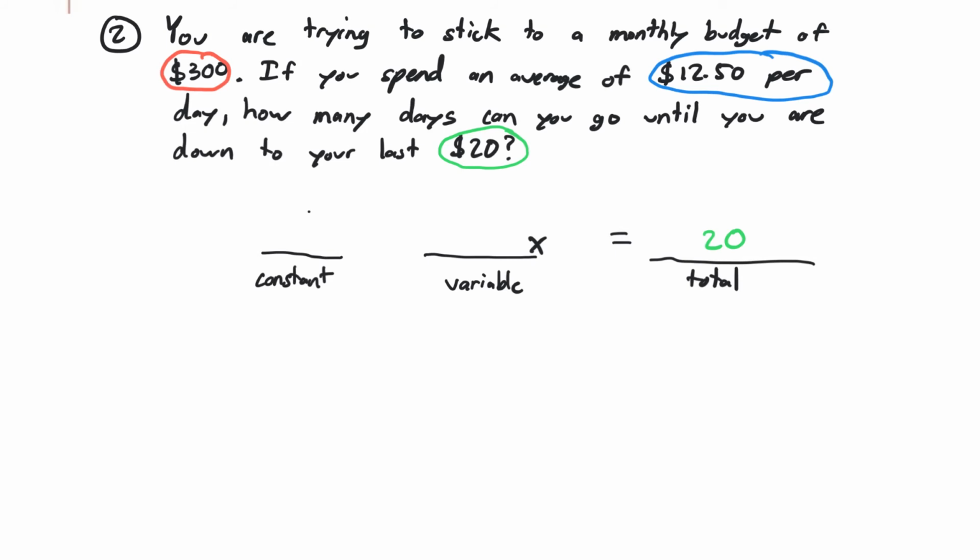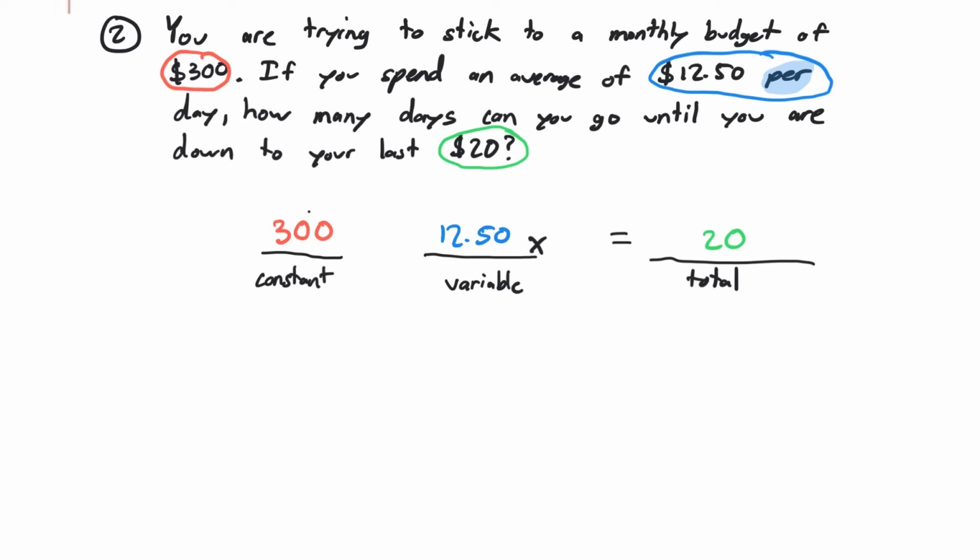Okay, the constant amount here is what we started with, right? So because we started with the $300, that's our constant amount. And then the variable amount, that's the part that changes. Now, a key word in here is whenever you see the word per, that's usually another key word. Just like total is a key word, the word per means it changes, it depends, right? So our variable piece in this question is the 12.50. Okay, so we can write that in there.